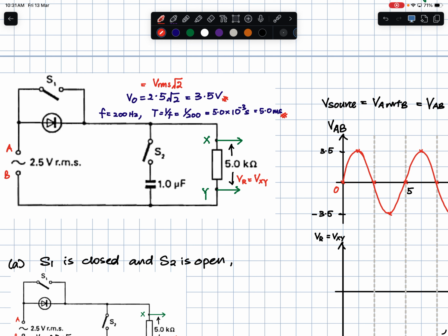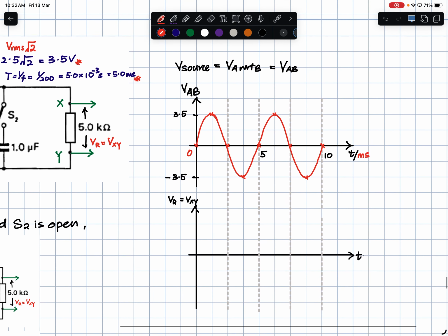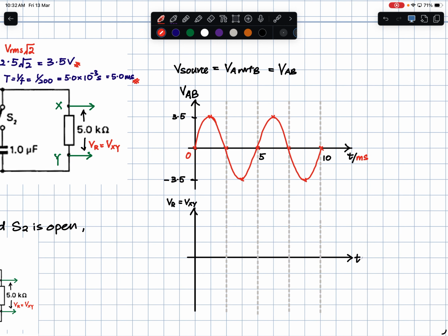And then I need the period. So the frequency given in the question is 200 hertz, so I can find the period and it gives me 5 milliseconds. So I can draw a graph that's like this. There's a reason for me to do 2 cycles, especially in the last part, because subsequently, the circuit for the last question only stabilizes after the first cycle. Okay, so I'm going to just do 2 cycles for all.